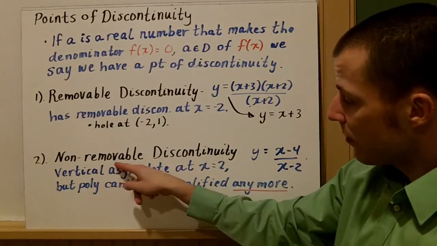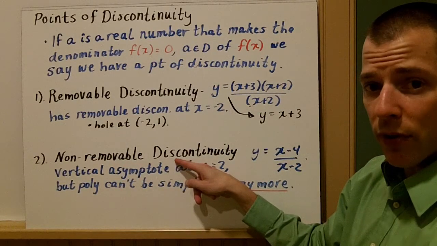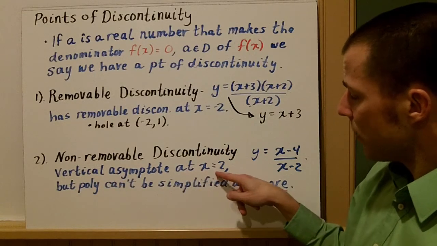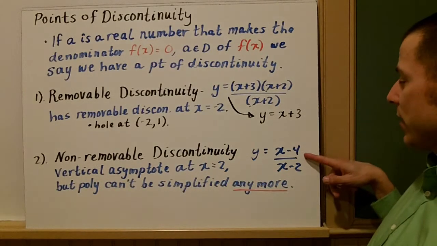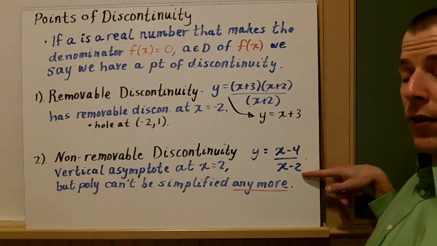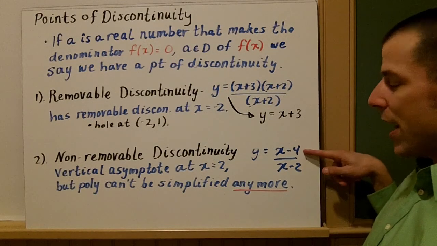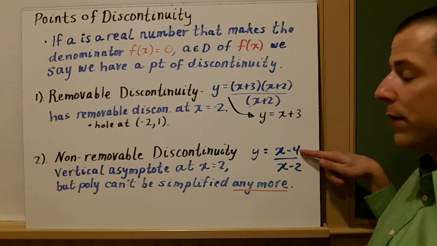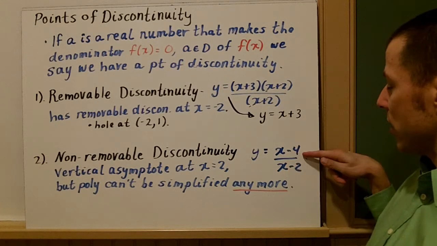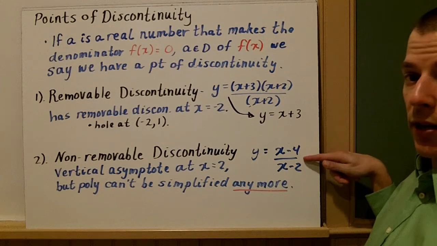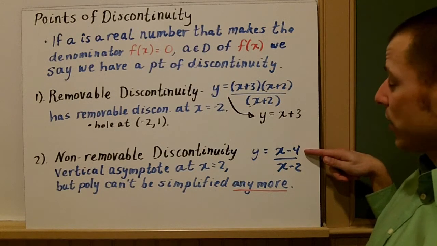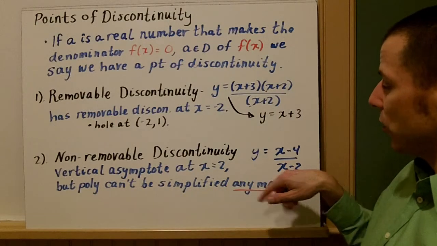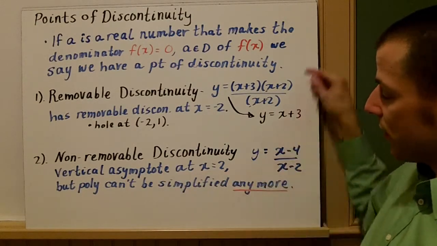Non-removable, and this is a lot of what we're going to see when we graph rational functions. We have a vertical asymptote, in this case at x equals 2. So when we look at this equation, x minus 4 over x minus 2, they're both prime, meaning there's nothing in common between both of them. We can't cancel out 2 and 4 because of the operation here. So this is a simplified rational expression, and since we can't simplify it, 2 would give us a vertical asymptote.